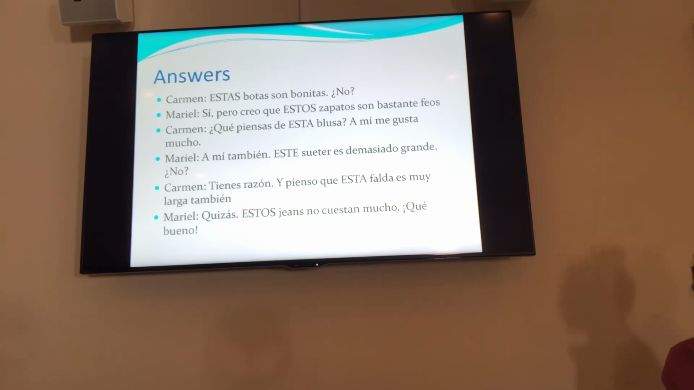All right, let's look at the answers. If you did it right, you should have estas botas, because botas is both feminine and plural. Estos zapatos, because zapatos is plural and masculine. Blusa, blusa is singular and feminine, so it's esta blusa. Este suéter, because it's singular and masculine. Esta falda, because falda is both singular and feminine. And estos jeans, because jeans is plural and masculine.